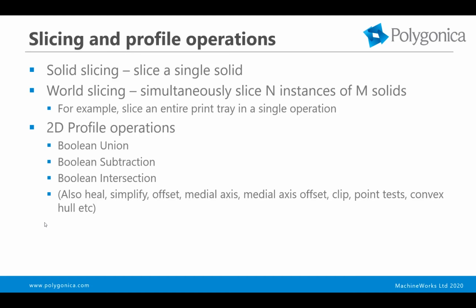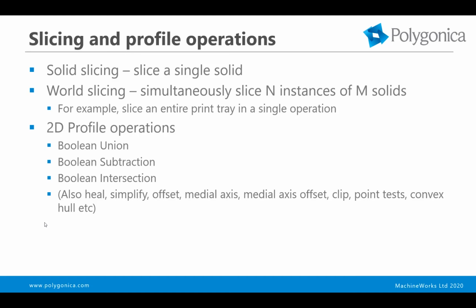We added the world slicing functionality really to help slice many different parts on a single print tray in one go. And of course it has the benefit that Polygonica can then use internal multi-threading really heavily to speed things up. But it's also useful for lattice creation, as I'm going to show you.